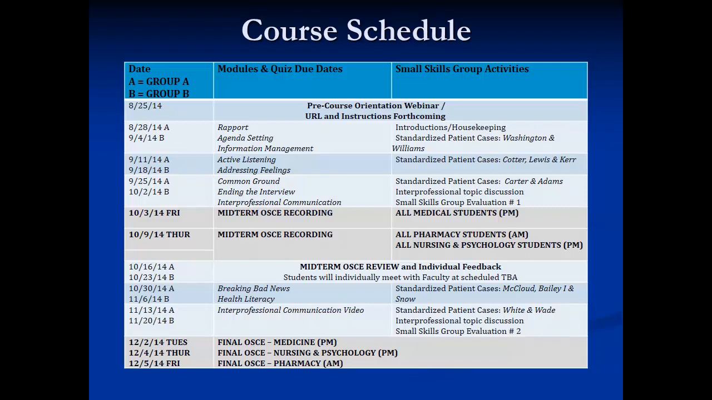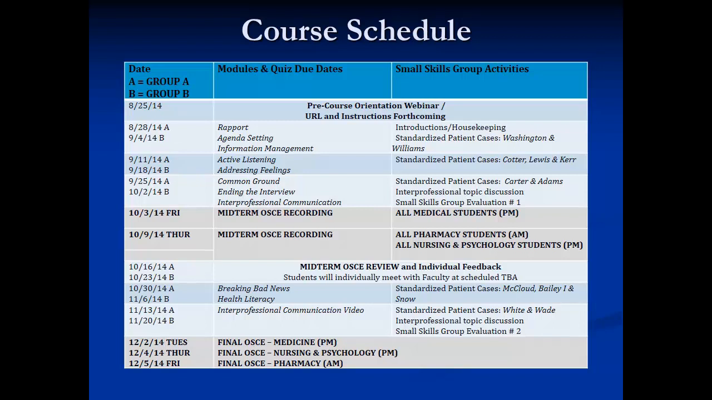For example, if you look at August 28th, right to the right of it is the letter A. That means that if you're assigned to Group A, you will be meeting with your small group on that Thursday, August the 28th. However, if you are assigned to Group B, you will not be meeting with your small group on August the 28th, yet you will meet with your group on September the 4th.